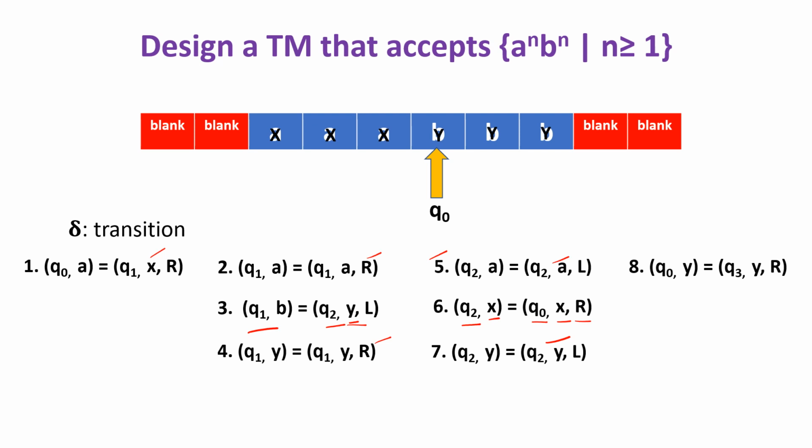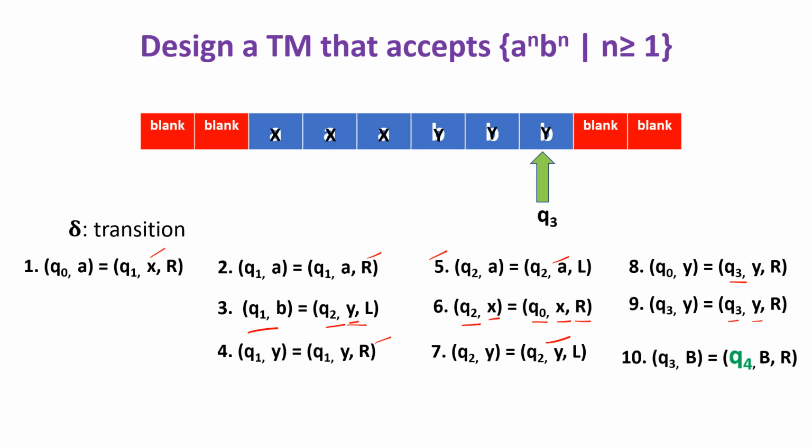Now at Q0 we don't have A. We have a Y. So at that time we will change the state from Q0 to a new state, that is Q3. Move towards the right, keeping Y as it is. And henceforth, until we come across a blank, we must come across Y in state Q3, for which we write one more rule. In state Q3, Y: be in the same state, keep Y as it is, just move towards the right.